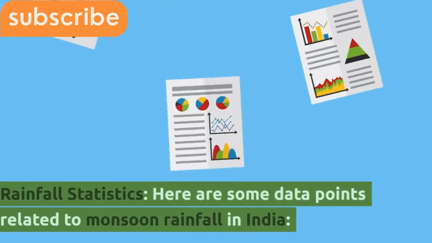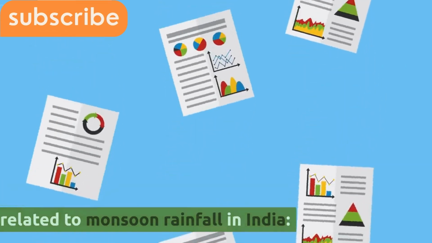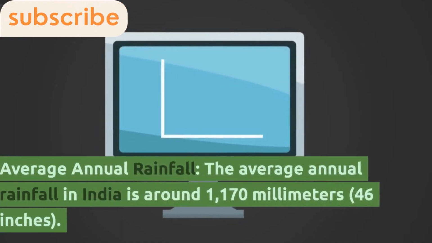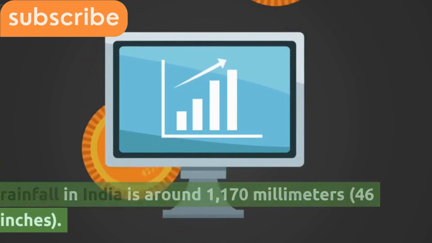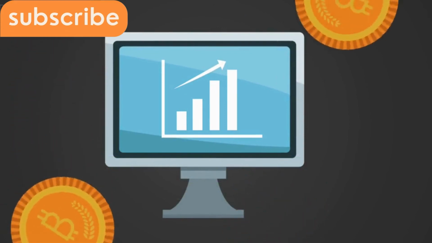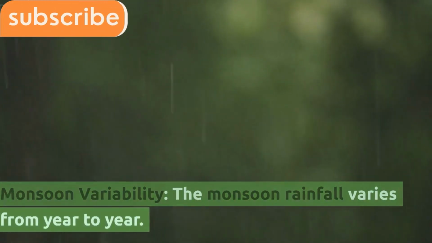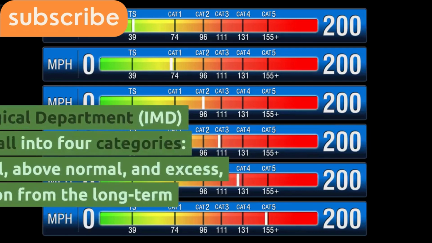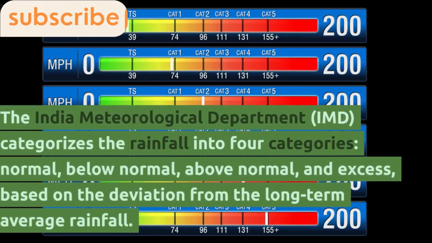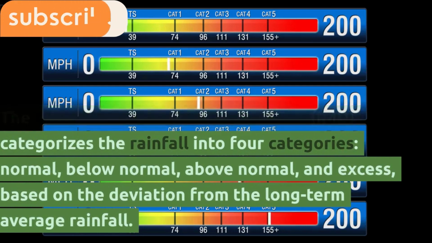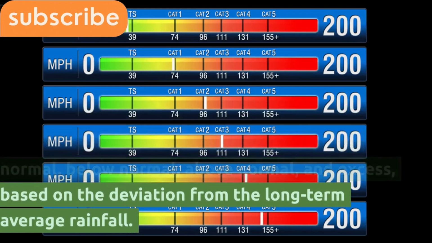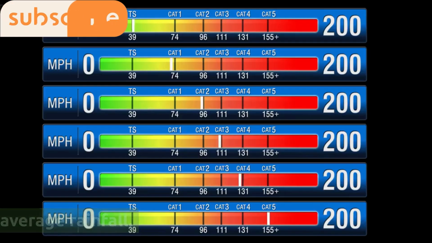Rainfall statistics. Here are some data points related to monsoon rainfall in India. Average annual rainfall. The average annual rainfall in India is around 1,170 mm, 46 inches. However, there are significant regional variations in rainfall patterns. Monsoon variability. The monsoon rainfall varies from year to year. The India Meteorological Department, IMD, categorizes the rainfall into 4 categories: normal, below normal, above normal, and excess, based on the deviation from the long-term average rainfall.